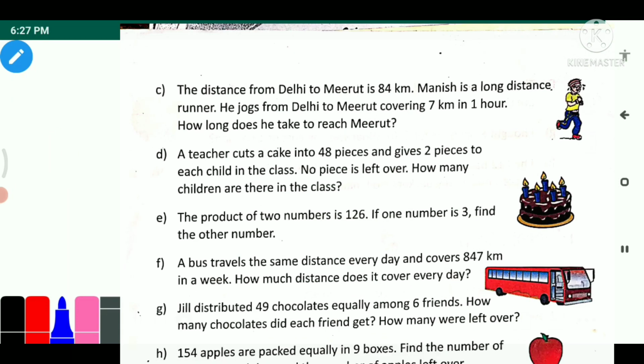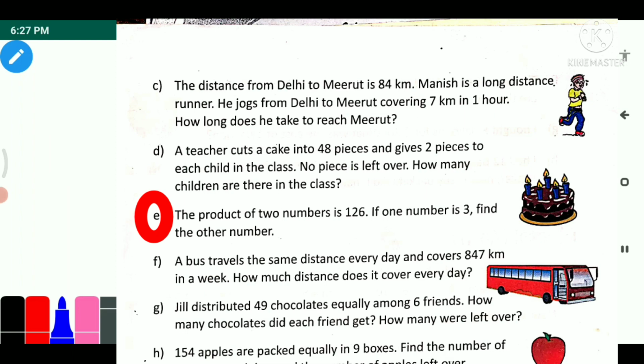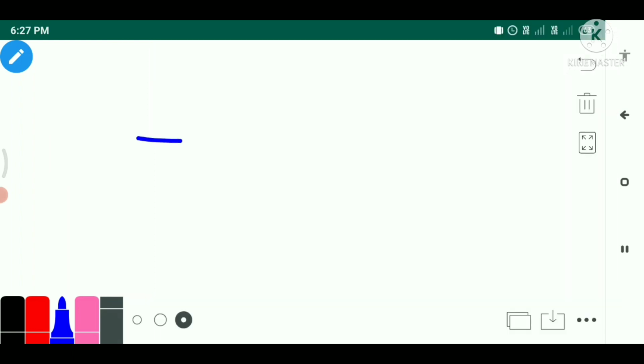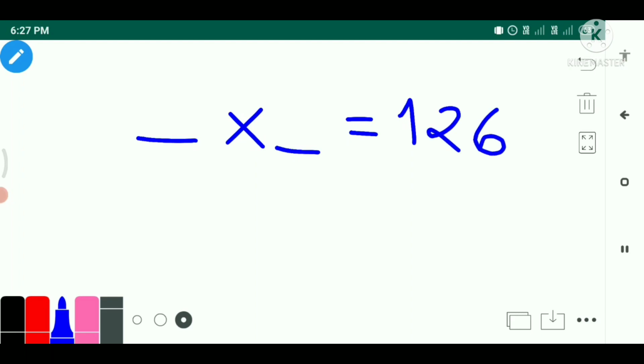Okay, now see E part. The product of two numbers is 126. If one number is 3, find the other number. So two numbers are there, and if we multiply these two numbers, we'll get 126. Now in this question it is given that one number is 3. Now we have to find the other number. So what should we multiply with 3 to get 126?